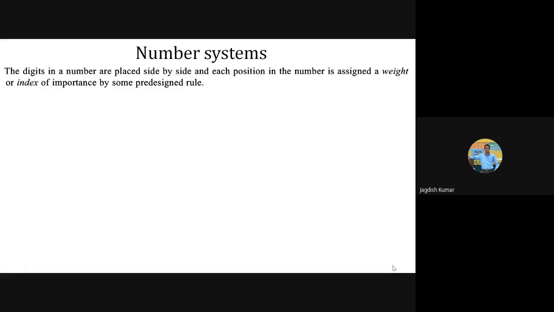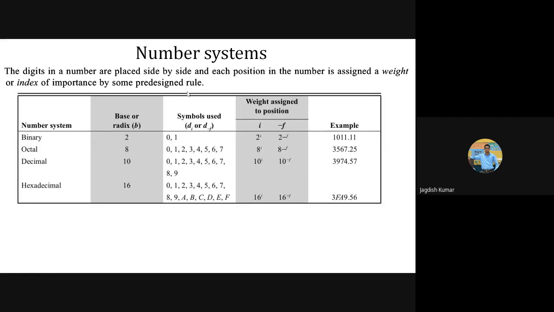Fine. Now let us talk about some more examples related to these number systems. So digits in a number are placed side by side, and each position in the number is assigned a weight, or index of importance, by some pre-designed rule. Okay, fine. What is the meaning of this? This is the example table which will demonstrate all the things which we talked about.